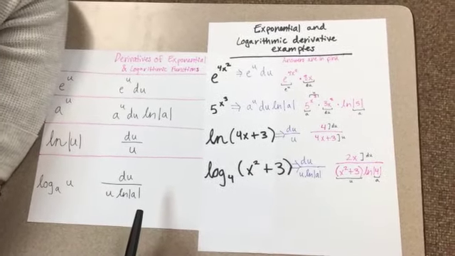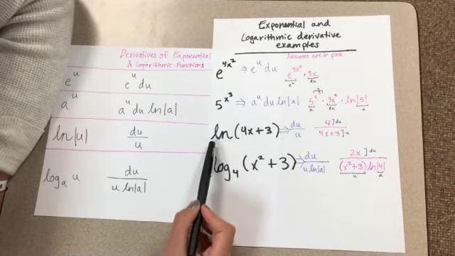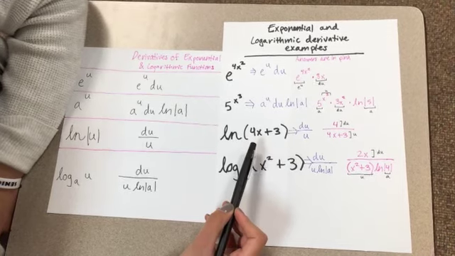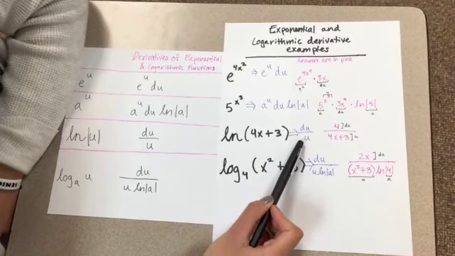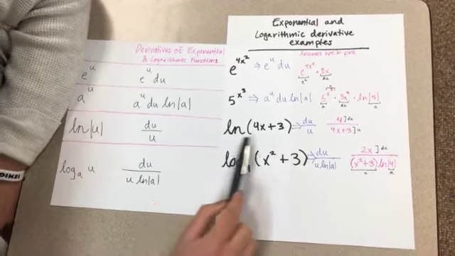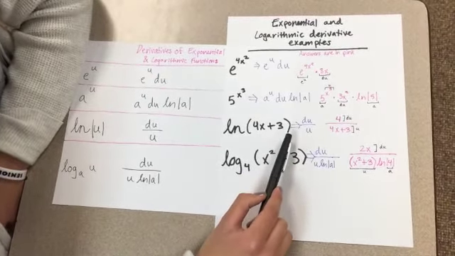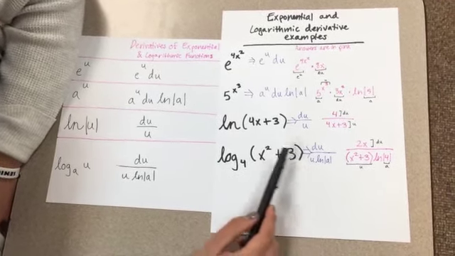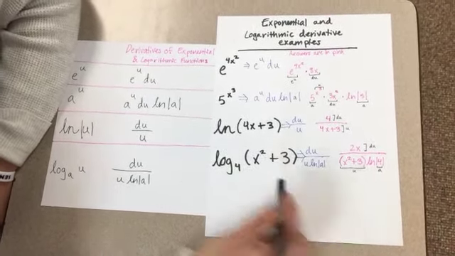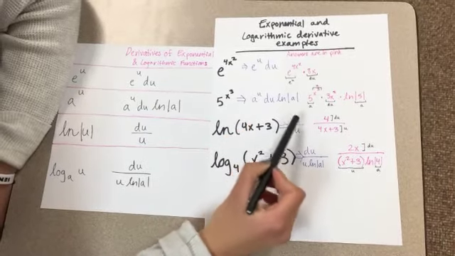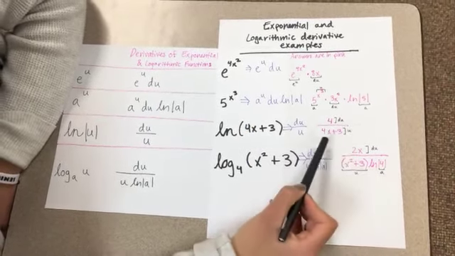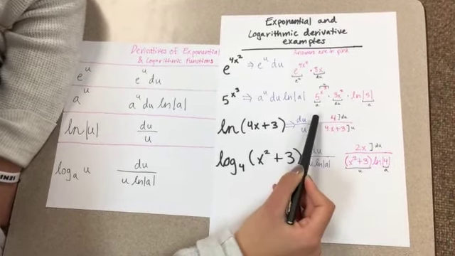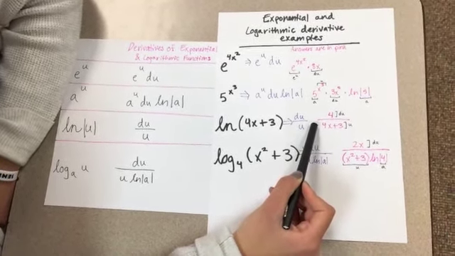Let's move on to ln examples. This example here is the ln of 4x plus 3. Remember that the derivative of ln's is du over u. So in ln problems, whatever is in the parentheses is going to be your u. So 4x plus 3 is the u. The derivative of 4x plus 3 is 4, so that's our du. And then the denominator is going to be u, so 4x plus 3. So the final answer is 4 over 4x plus 3, du over u.